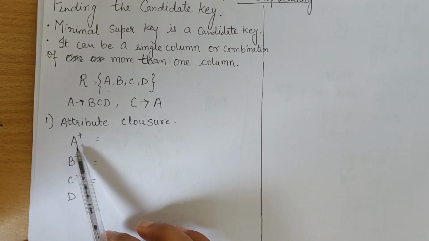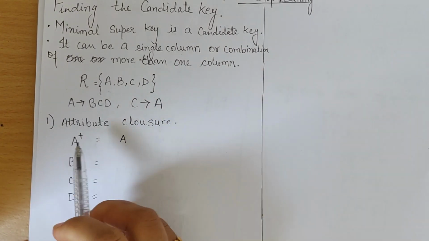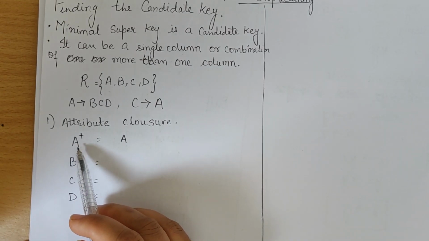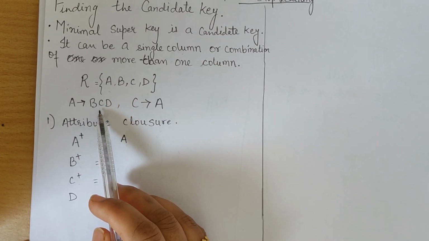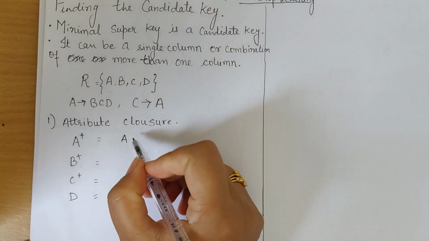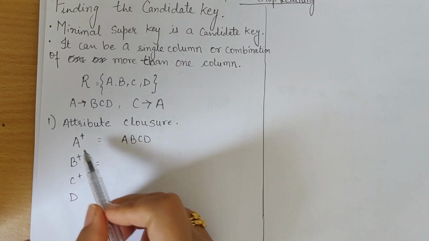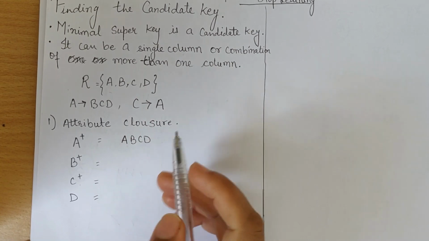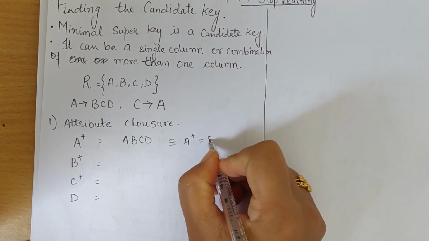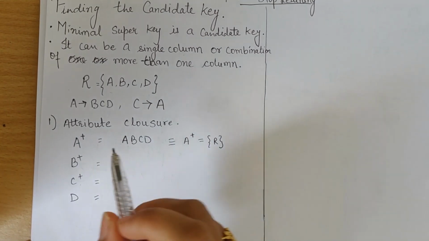For the closure of A, what do I have to write? First I have to write in the result set the element whose closure I am computing, and then I have to write those elements which are functionally dependent, which can be derived from that attribute. So A derives B, C, D. If you can see here, A has the power to derive all the elements. So if I write that A derives the entire relation R, I am not wrong, right? A derives everything.